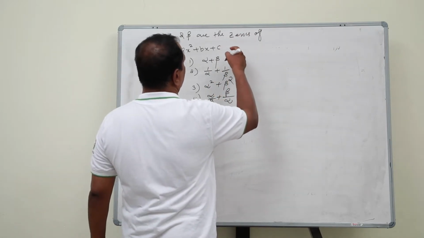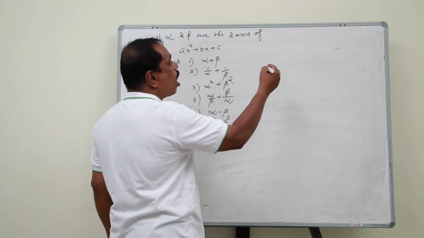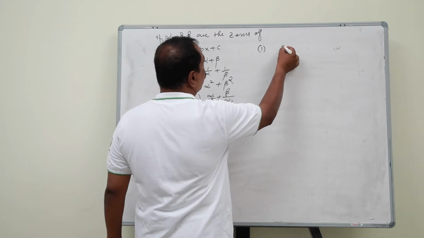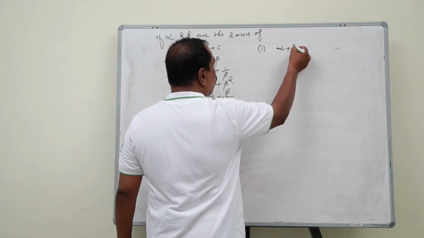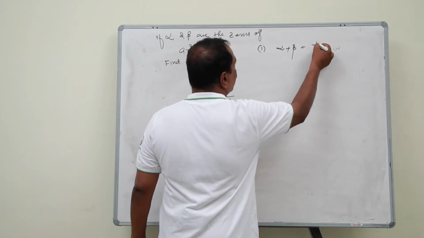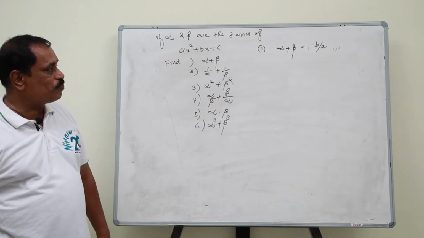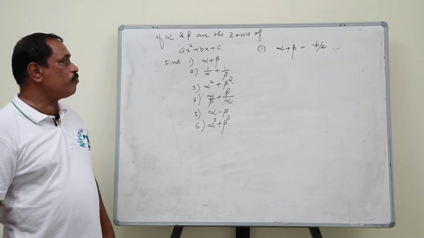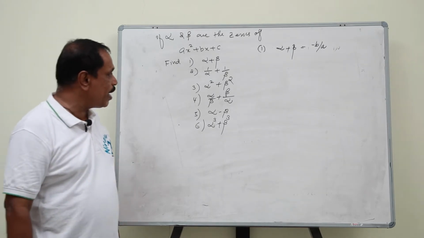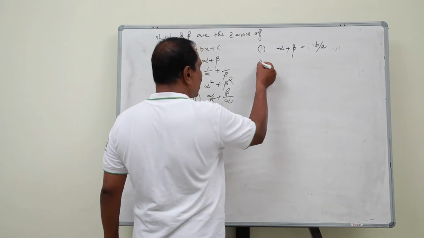What is the first answer? If alpha and beta are the zeros of the polynomial, then we know alpha plus beta equal to minus b by a. We already learned that alpha plus beta, the sum of the zeros, equals minus b by a. And then let us find the second one.